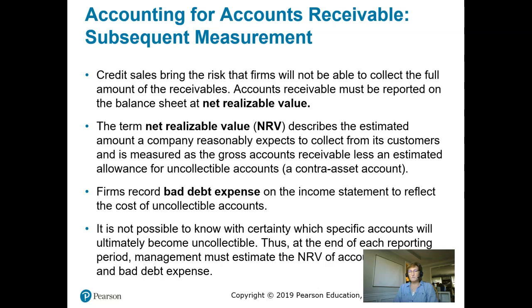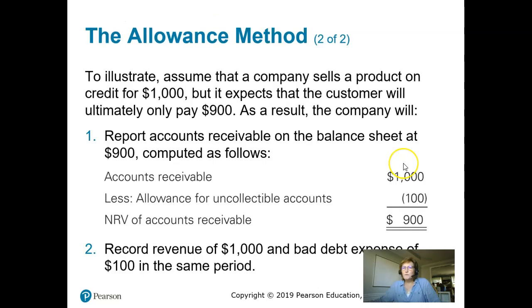So net realizable value, also called NRV, basically allows us to estimate the amount that we're not expected to collect. We don't know exactly how much that's going to be, but we estimate it. And then with that, we record a bad debt expense. The method we call this is the allowance method.